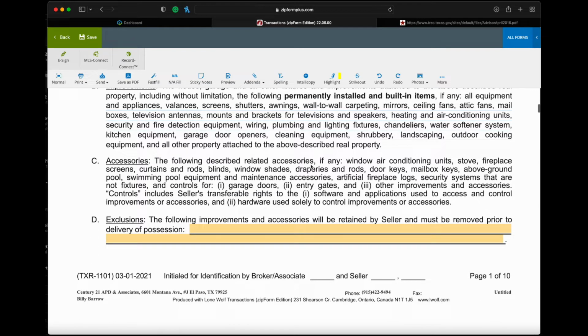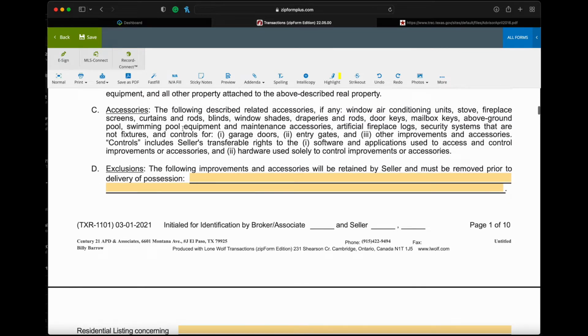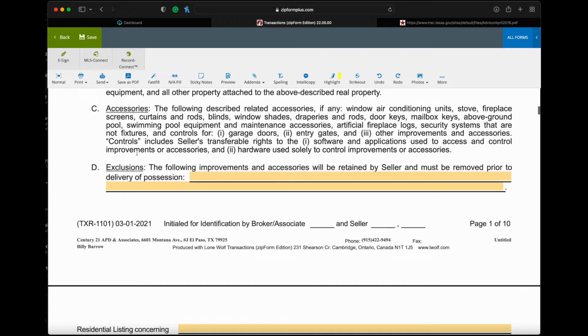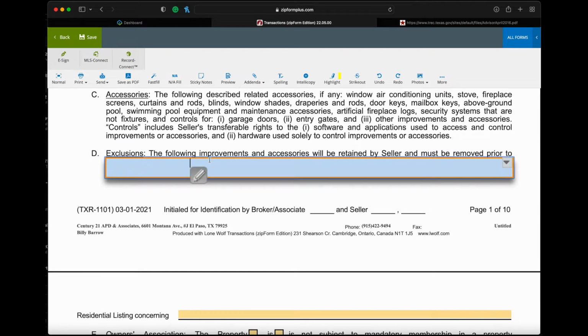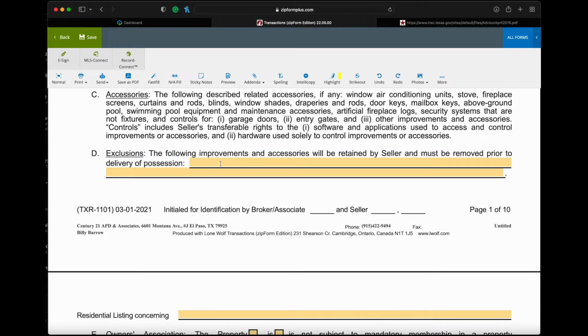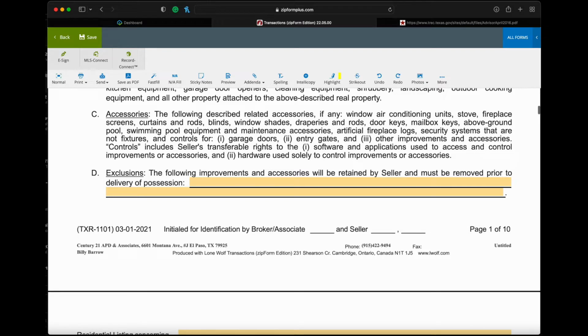The accessories, again, very self-explanatory here. All the accessories that go with it, so draperies, curtain rods, swimming pool cleaning equipment, things like that. All that should convey with the house. If it doesn't, you explain to the seller that if there is some stuff that they want to have removed, then they put it here, just like you find in the 1 to 4 contract purchase agreement. If they're going to take the drapes, or a fancy chandelier that's in there, then you write it in here.